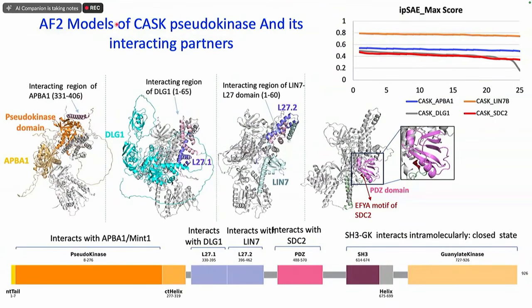But we also have the domain assignments for all the kinases, so we can say, oh, this is a kinase called CASK. It's a pseudokinase. So that's the kinase domain here in orange. This other protein interacts with the kinase domain. So this second protein is called DLG1. It interacts with something called the L27 domains here in sort of light blue. It interacts with one of them. This next protein, Lin7, interacts with the second L27 domain, and this last one interacts with the PDZ domain.